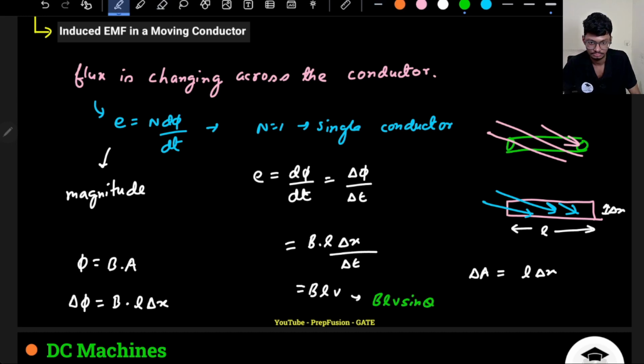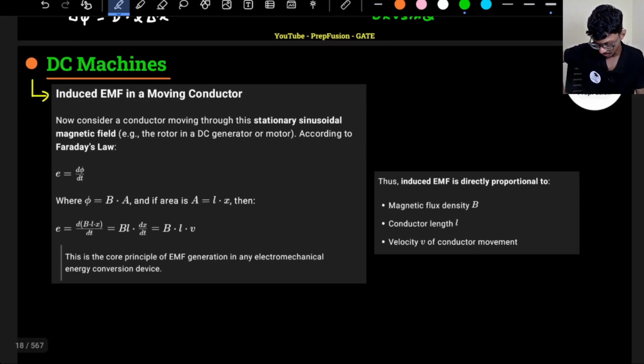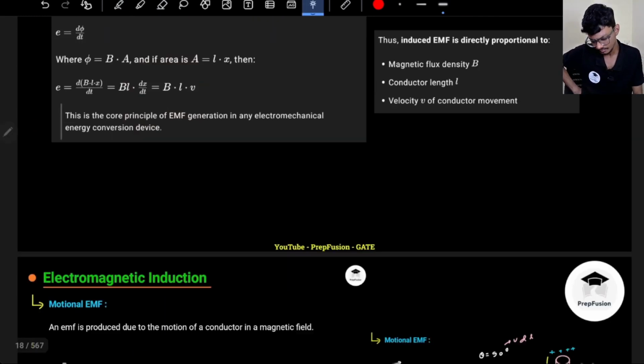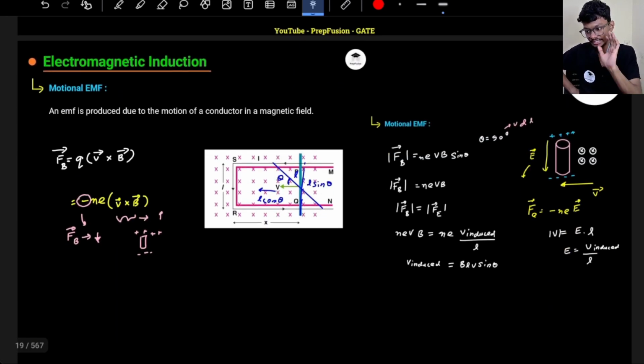BLV sine theta, that's it. Okay, that's the most simple derivation. This you have already studied in class 11, 12, right? Same thing is written over here. It is BLV, and as it is always perpendicular, it will be BLV sine theta. Same thing I have proved in my AMFT classes as well.